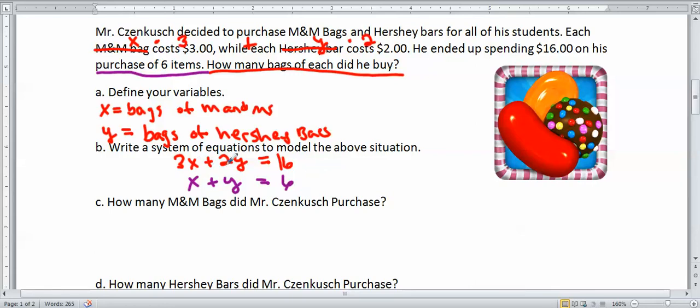3x plus 2y is equal to 16. And then these two added together, x plus y is equal to 6, right? The total number of bags and the total number I spent. I've got a system of equations with two variables, x and y, and now I need to solve it. Well, this first question asks me how many bags of M&Ms did I purchase? Well, M&M bags is x, so I'm going to solve this system for x.